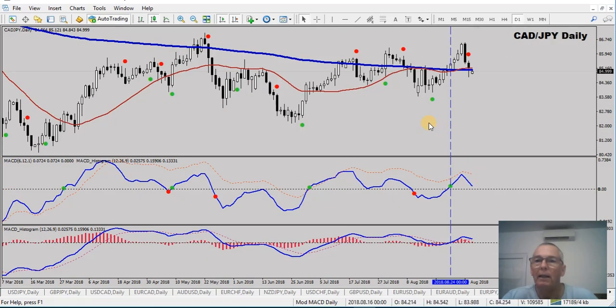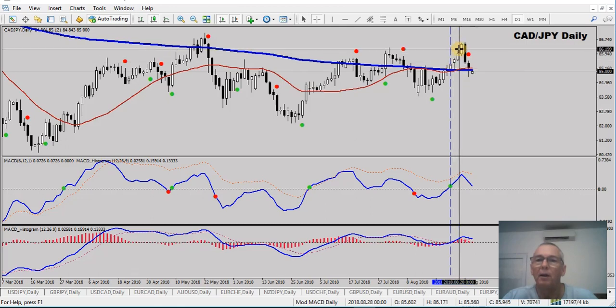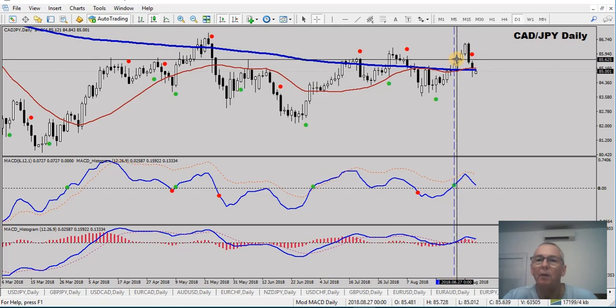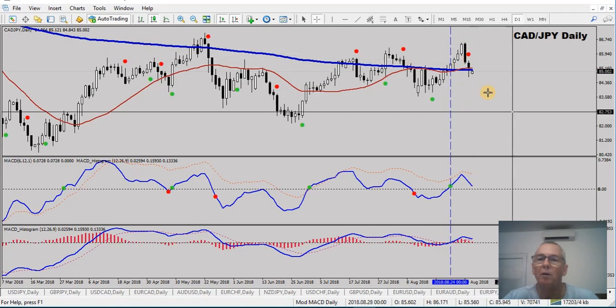CAD yen, another one I didn't take. It was a buy signal here, went up. Oop, where are they? That's fine. What's going on?